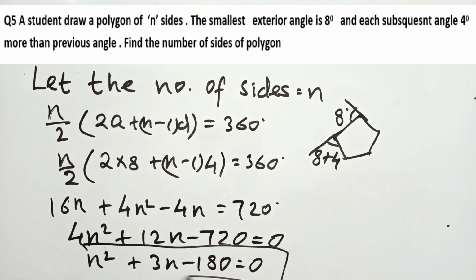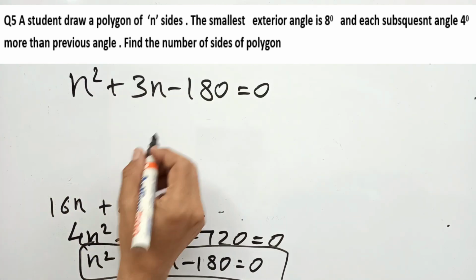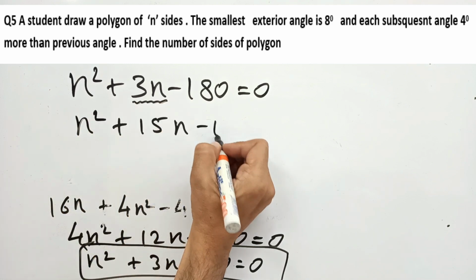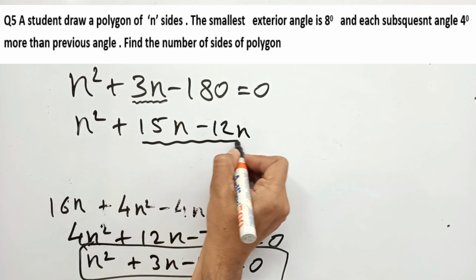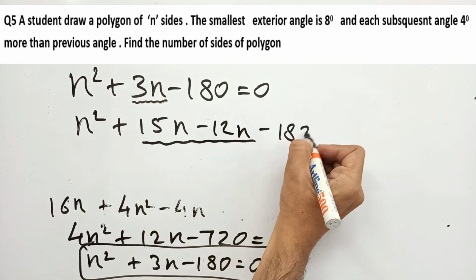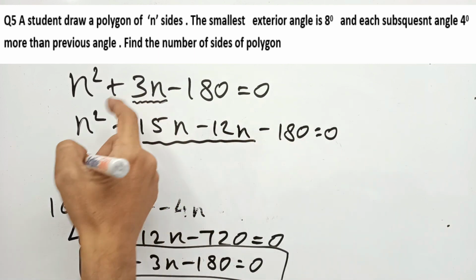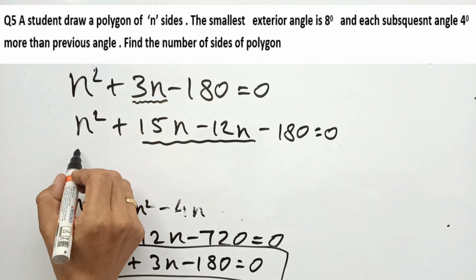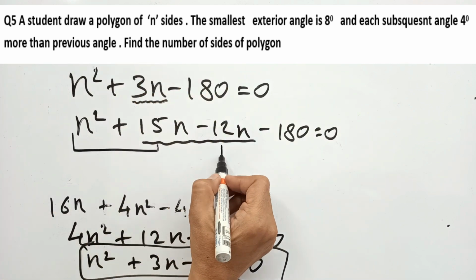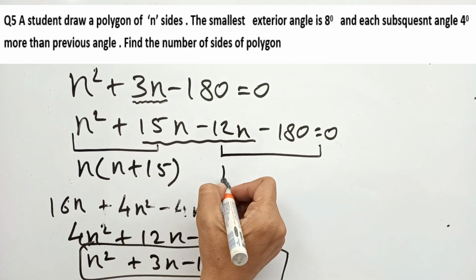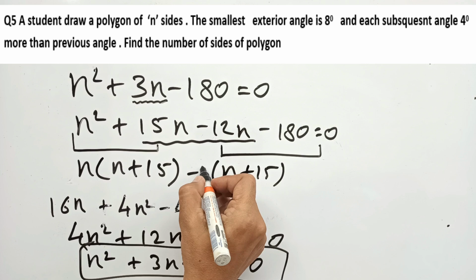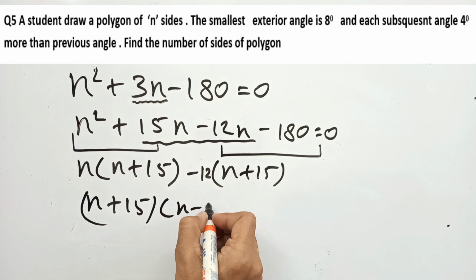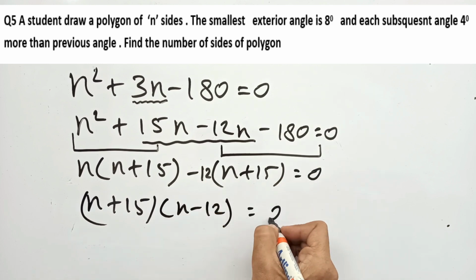Now let us solve this quadratic equation. It's very simple. We can use the middle term splitting, 15 and 12 instead of the 3. This is 3n and multiplied it will be 180. That is the product of the first and last term. Now pairing. n plus 15 is common and minus 12, that is 0.